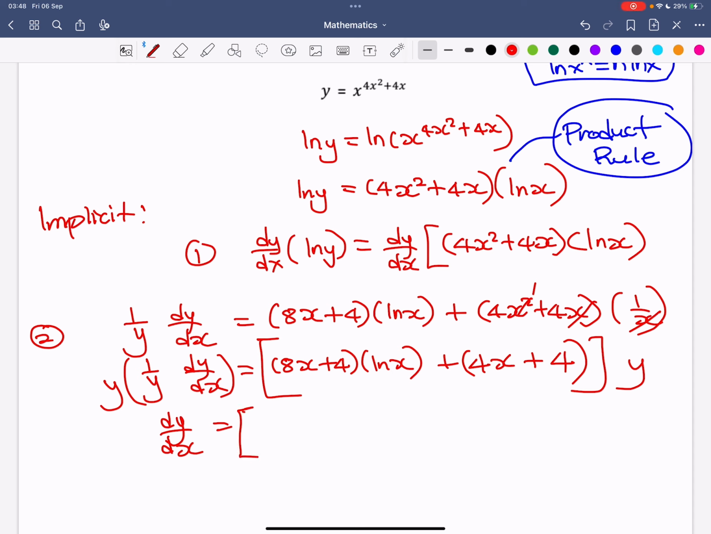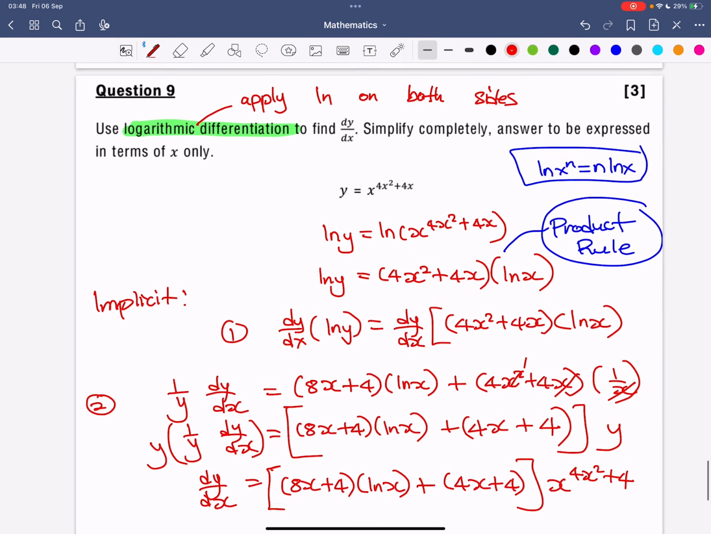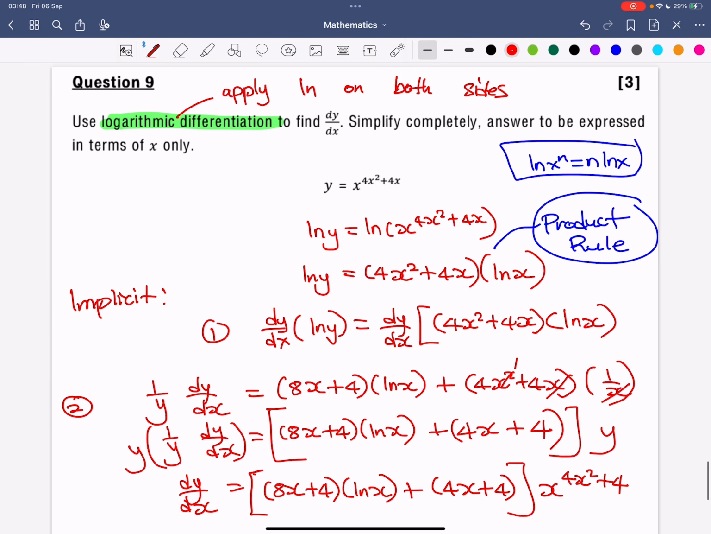So in this case it becomes 8x plus 4, multiplied by ln of x, plus 4x plus 4, all multiplied by x to the power 4x squared plus 4x. So yeah, you could leave your answer at this point. I think it's great leaving it here.